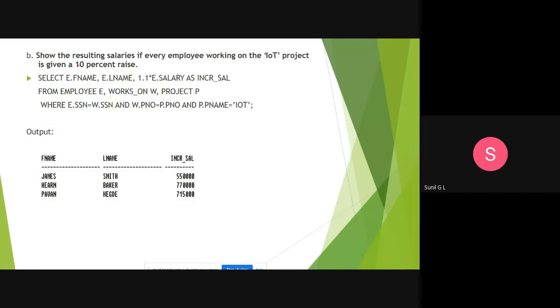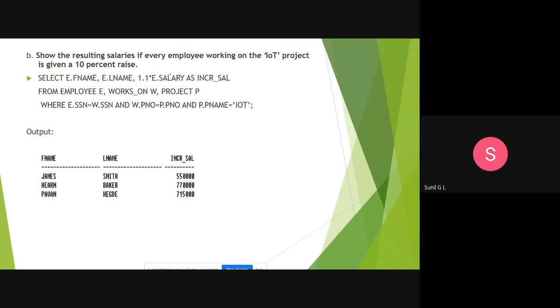Second one is, this is a very simple query. This is to show the resulting salaries if every employee working on the IoT project is given a 10% rise. Okay, so the employees who are working in the IoT project, they are given a 10% hike. Okay, so 10% hike means, suppose if you are getting 100 rupees, then after the hike you will get 110 rupees. That is a 10% hike. Okay, so that 10% hike will be 110. That is 1.1 times that salary.